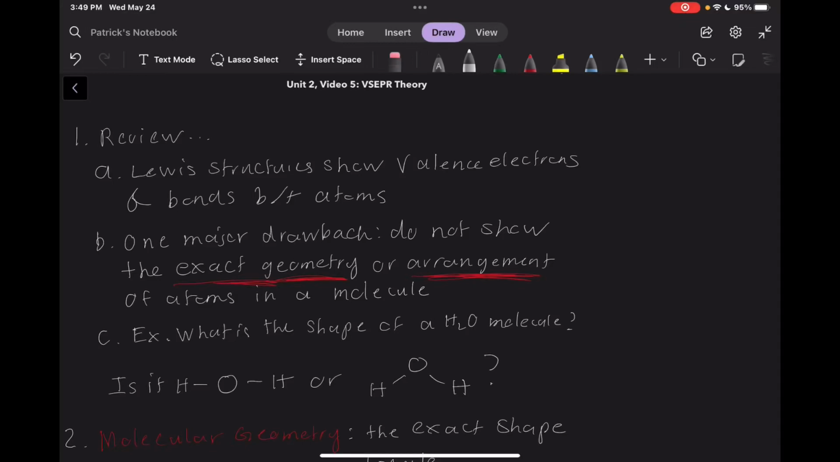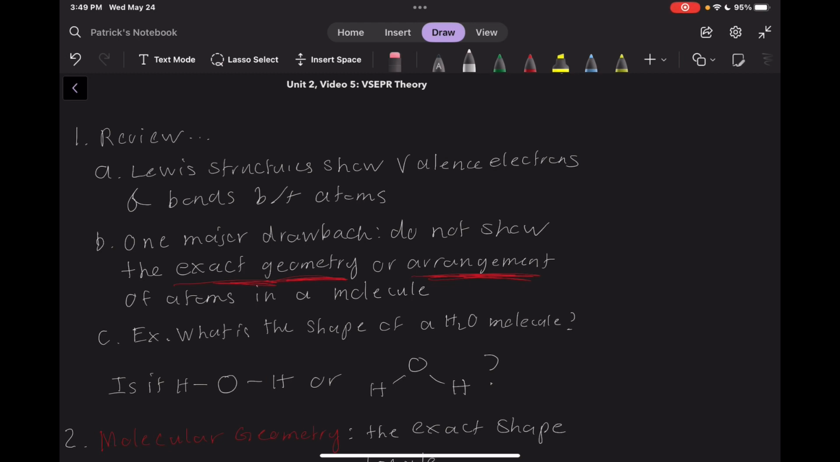In the previous video, we talked about chemical nomenclature and the rules by which chemical compounds are named. In today's installment, we're going to dive into VSEPR theory. At the end of the day, VSEPR theory is basically a tool chemists use to predict the exact shape of molecules and polyatomic ions. We've already discussed Lewis structures, which show us the valence electrons and bonds between atoms.